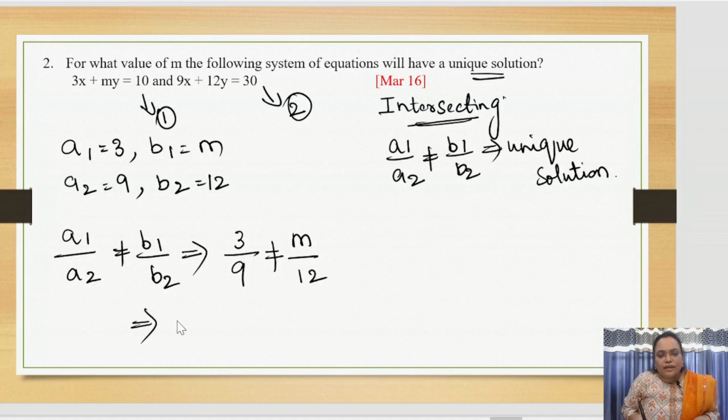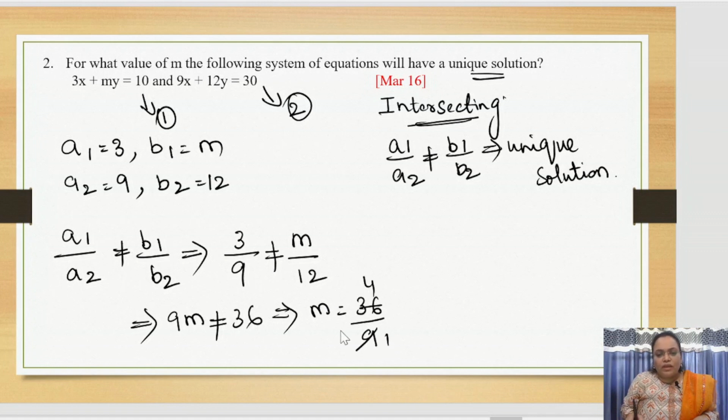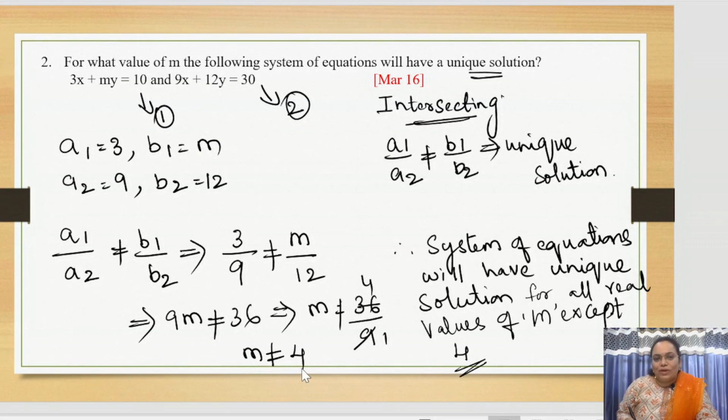When you cross multiply, you will get 9m is not equal to 12 times 3, which is 36. So if you want the m value, m is equal to 36 divided by 9, which is 4. So you will get m is not equal to 4. Therefore, we can say that the system of equations will have a unique solution for all real values of m except 4.